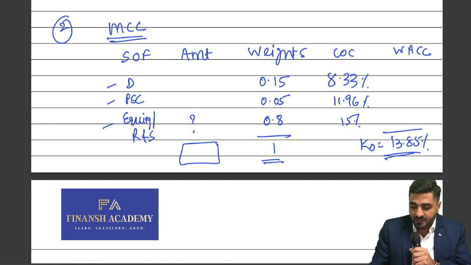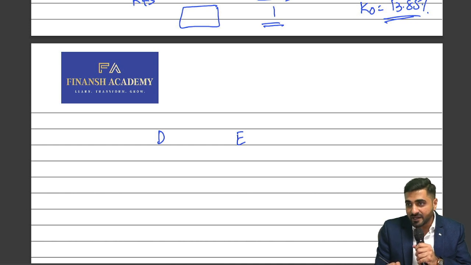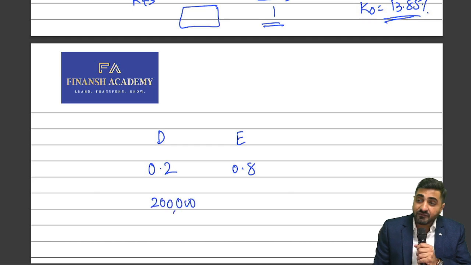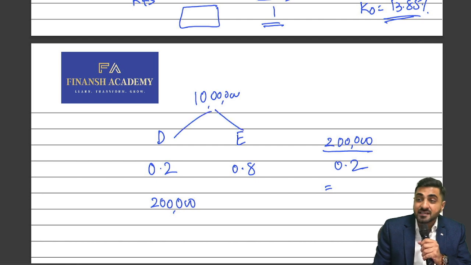I'll tell you how. Suppose the company has debt and equity capital. Pay attention. Suppose debt is 20%, equity is 80%. If I give you the debt amount as 2 lakh, can we get the total amount, yes or no? Yes. How will you calculate? Take 2 lakh and divide that by 0.2. What is 2 lakh divided by 0.2? 10 lakhs. So can I say from this 10 lakhs, 20% is debt and 80% is equity?